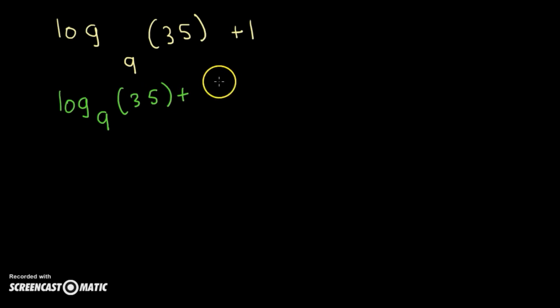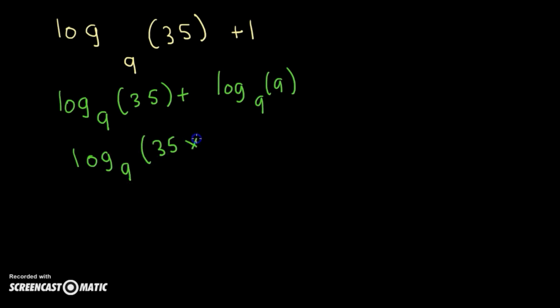And another one: log to the base 9 of 35 plus 1. We know that 1 can be turned into a log base 9 of 9, because that is 1. So this can be log to the base 9 of 35 times 9, that is 315.